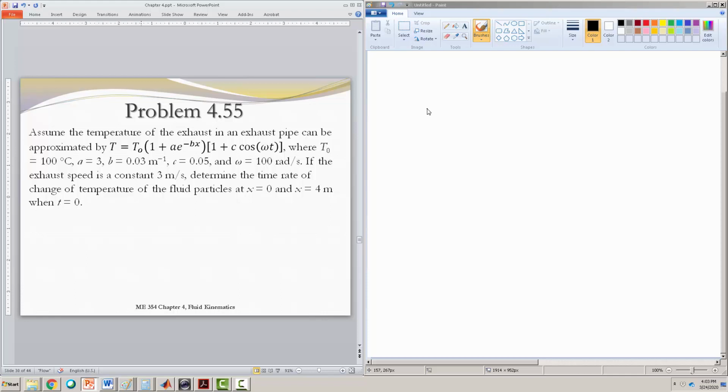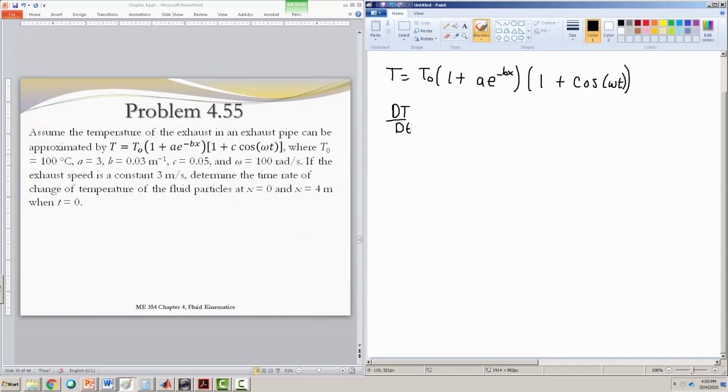Okay, so let's just start with the information that is provided. They gave us a value for the temperature, so it's T0 times (1 plus A e to the negative BX) times (1 plus C cosine of omega t). We're going to keep those values in symbols rather than substitute just yet. What we need to find is the rate of the temperature change, and we have to do it at x equal to 0 and x equal to 4, while the time for both is equal to 0.